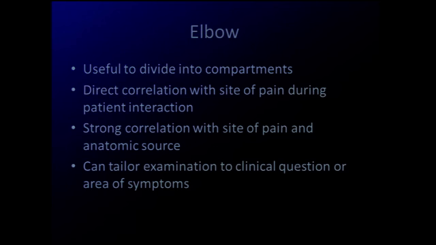Moving on to the elbow, it is useful to divide the elbow into compartments: the anterior, lateral, medial, and posterior compartments. Unlike the shoulder, in which pathology may present over the deltoid or posteriorly or extending anteriorly, in the elbow, when the patient presents with pain in a specific location, usually the pathology is in that compartment. It directly correlates with the pain when you're doing the examination and when you're scanning the patient. And you can tailor your examination to specifically address that clinical question because you know you can localize it to that compartment.